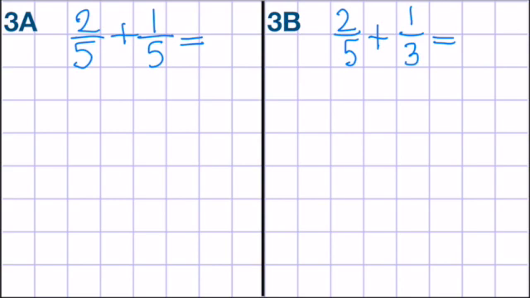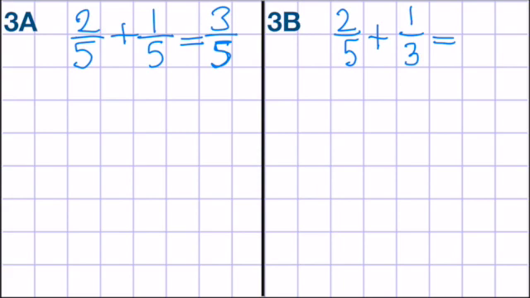We have 3a, 2/5 add 1/5, and 3b, 2/5 add 1/3. For 3a, 2/5 add 1/5, well, the denominators, the bottom number in the fraction, are the same. So that means when we add them together, if it's 5 and 5, the denominator stays 5, and that means we just need to add the numerators, the top numbers. So 2 add 1 is 3. So the answer to that one is 3/5.